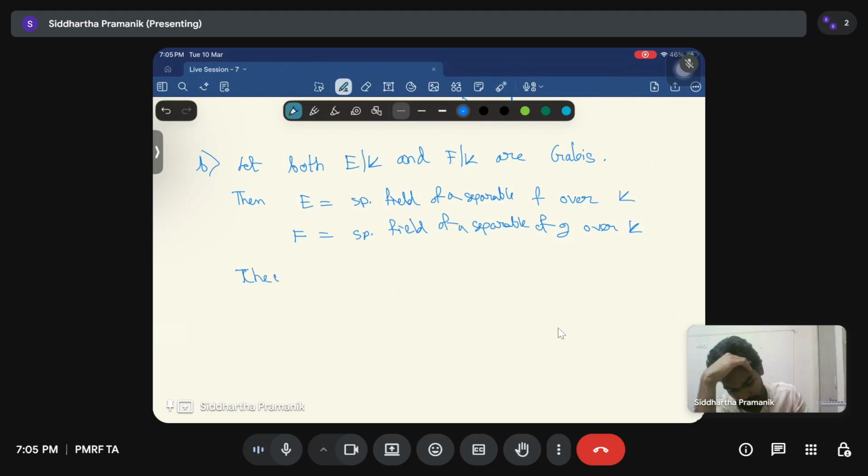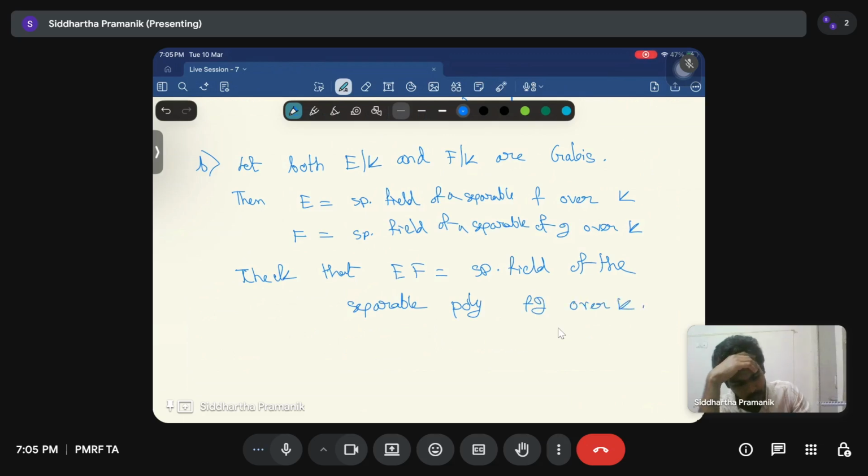Then check that EF over F is the splitting field of the separable polynomial F times G over K. So this will imply EF over K is Galois. So this part is also straightforward.